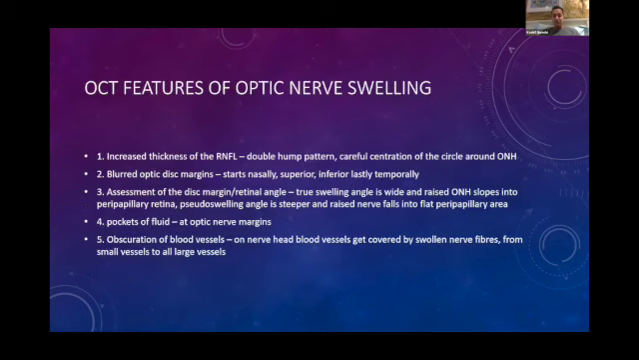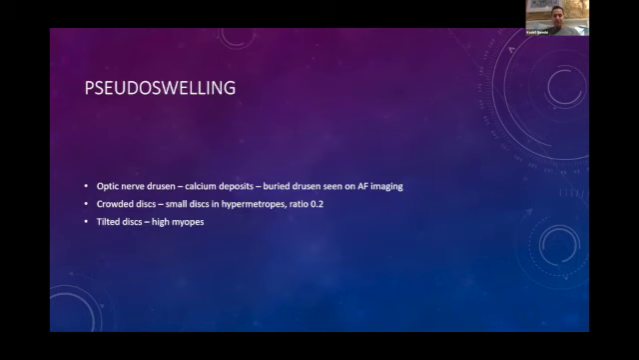Often patients have quite crowded discs, so small discs with a ratio of 0.2 or less, or tilted discs in high myopes, which can be quite difficult to interpret, look a bit swollen sometimes and elevated.